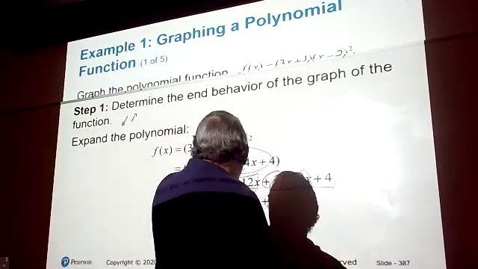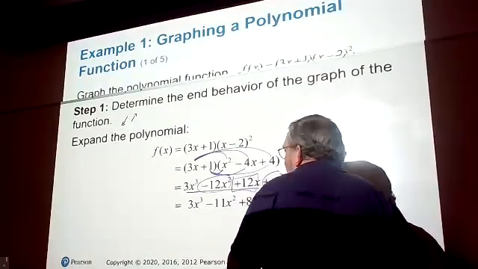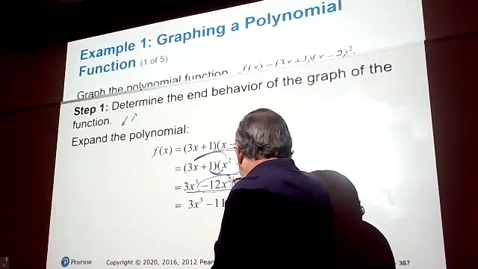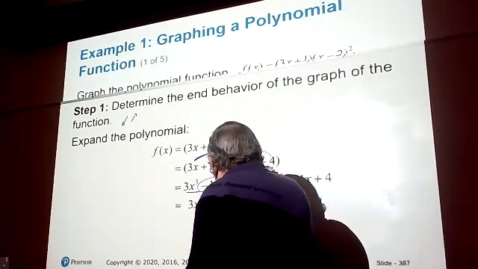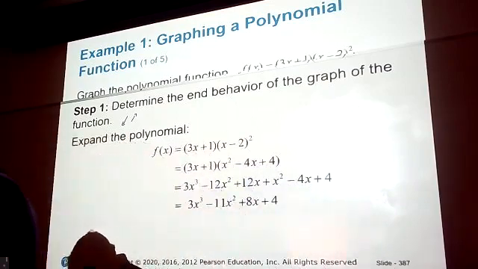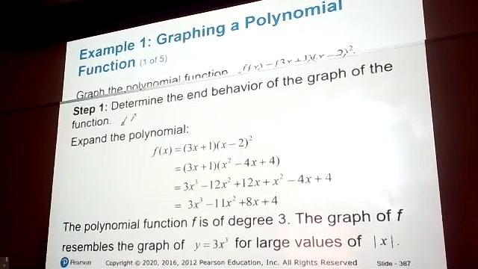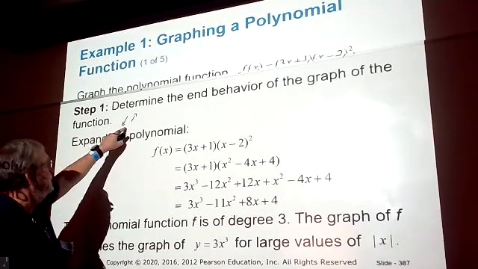Here they squared this by doing x minus 2 times x minus 2 to get this thing. Or if you know the shortcut for squaring a binomial, it's the first term squared, multiply the two together and double it, and then square the last term. Polynomial is degree 3. The graph resembles the graph of 3x cubed for large values of x. So that means that this.